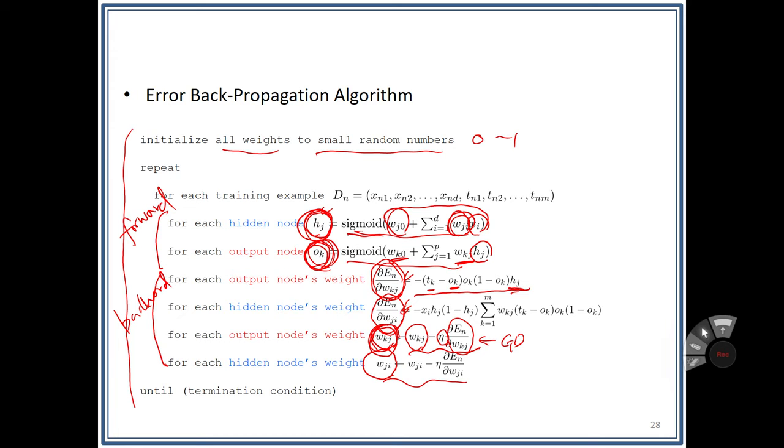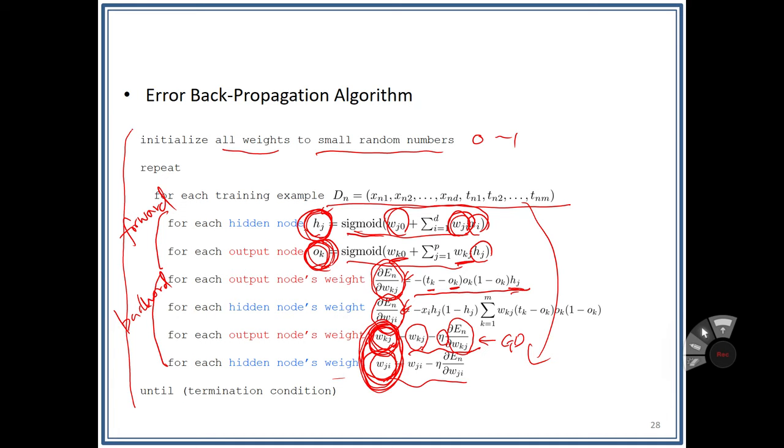Again, this one is the weights between the hidden layer and the output layer, and this one is the weights between the input layer and the hidden layer. Then because we have updated values, we repeat this whole procedure for the next data point, get the updated values, and repeat the whole procedure for the training examples.